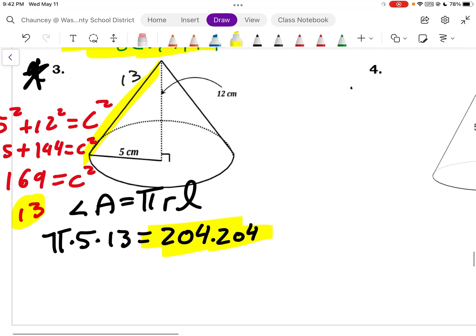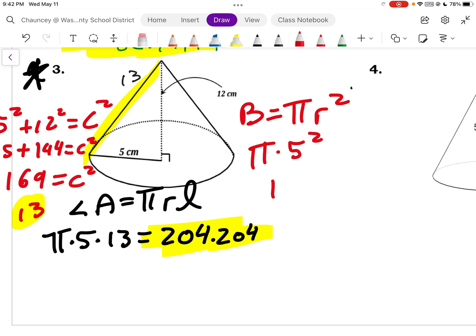Now we need to find our base. And we know that our base is going to be pi radius squared. So if we end up with pi, radius is 5 squared, we end up with pi times 25, or 25 pi, which is equal to 78.54. So now we got the two pieces of the puzzle.